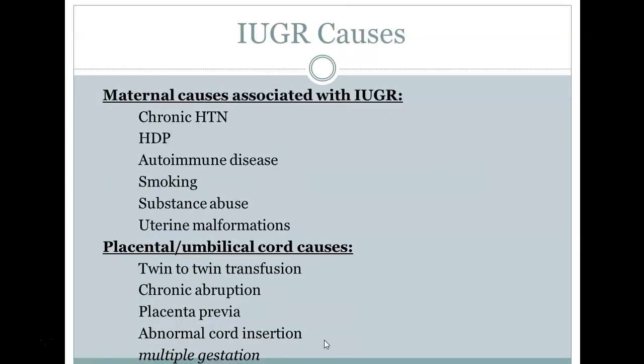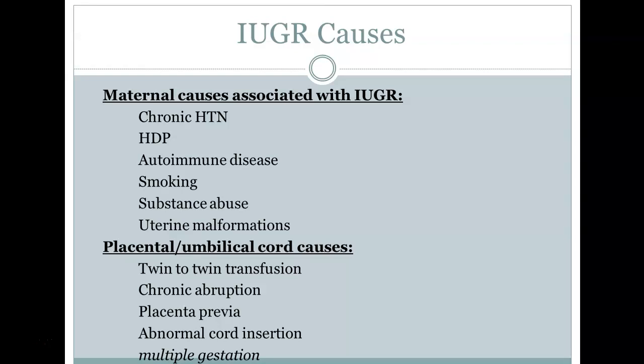So the maternal causes that are associated with this can be chronic hypertension or hypertensive disorders of pregnancy. Both can cause the placenta to prematurely age, and scar tissue, which can cause less perfusion to get to the baby. Autoimmune disorders, smoking, which again can affect the placenta as well, substance abuse, or uterine malformations. If you have a uterus with a lot of fibroids or a malformation called a bicornuate uterus, which is where there's a septum in the uterus that can cause the uterine area in which the baby lives to be much smaller than the average uterus, and that can cause their growth to be restricted as well.